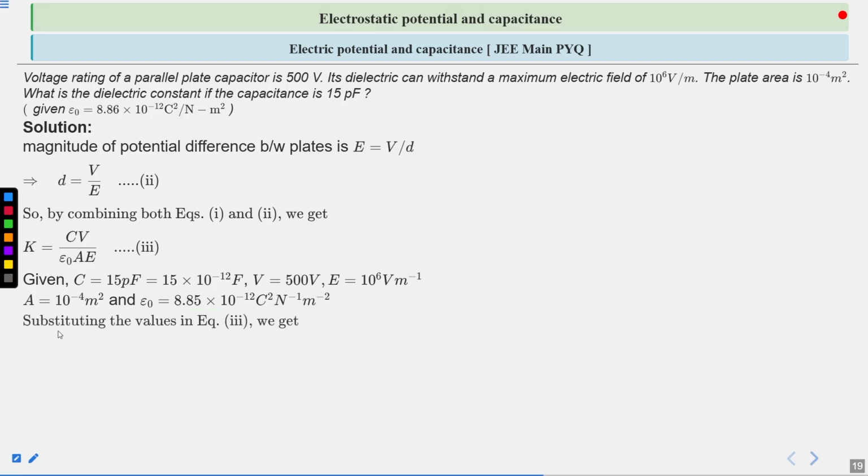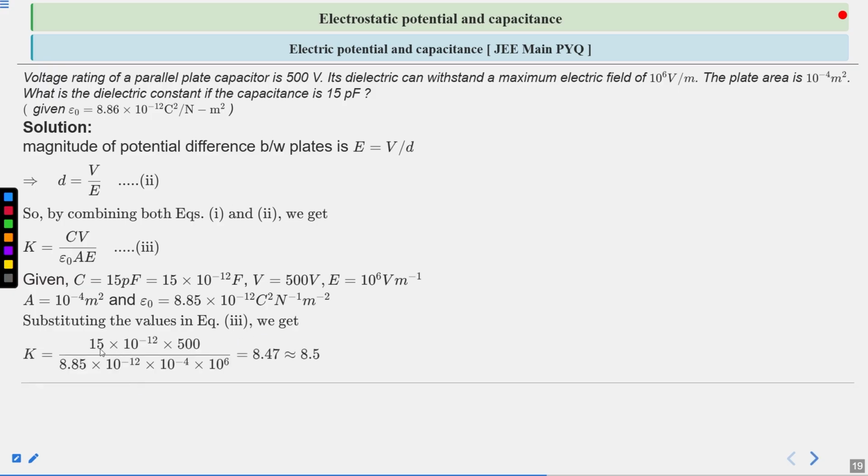Substituting the values in equation 3, we get K equal to 15 into 10 to the power minus 12 into 500 upon 8.85 into 10 to the power minus 12 into 10 to the power minus 4 into 10 to the power 6. After solving, we get 8.47, which is nearly equal to 8.5, which is our option. Okay, got it?